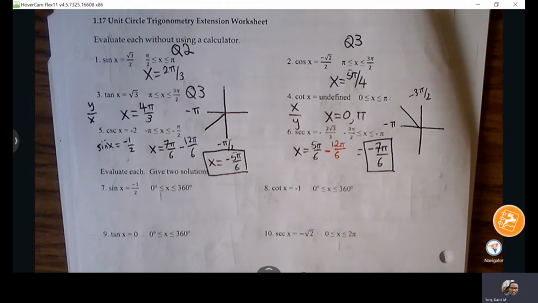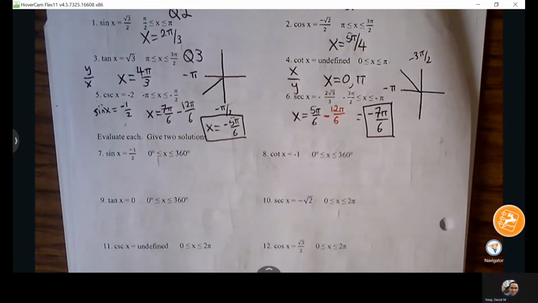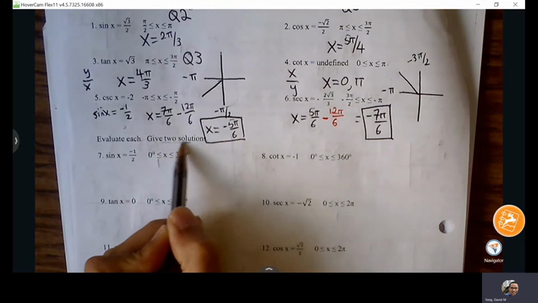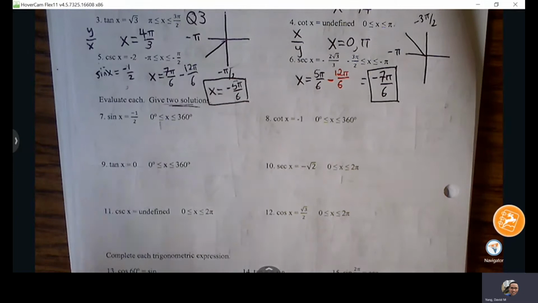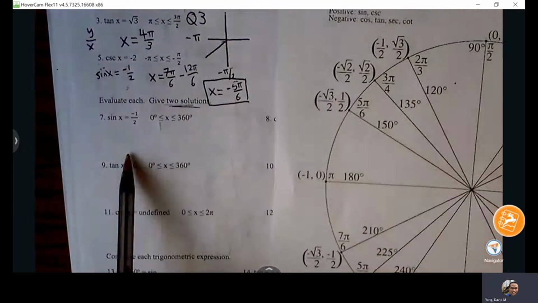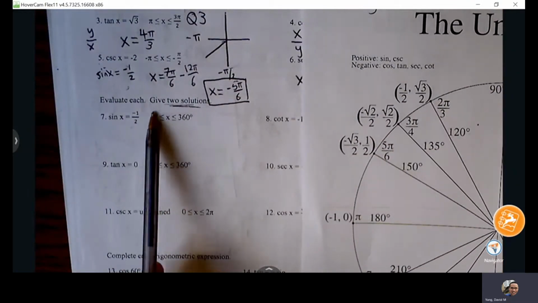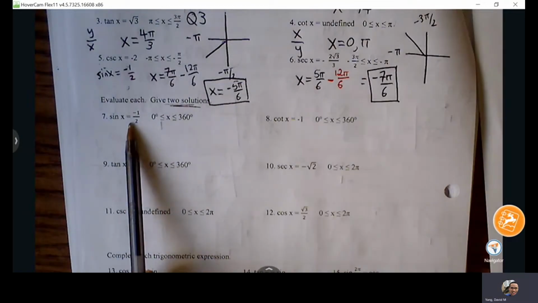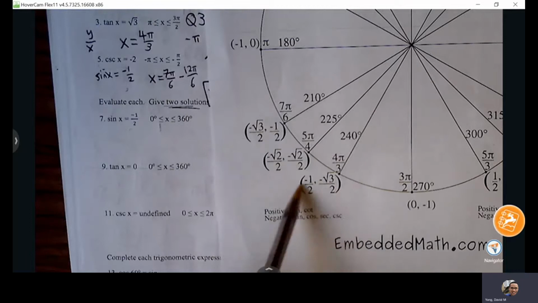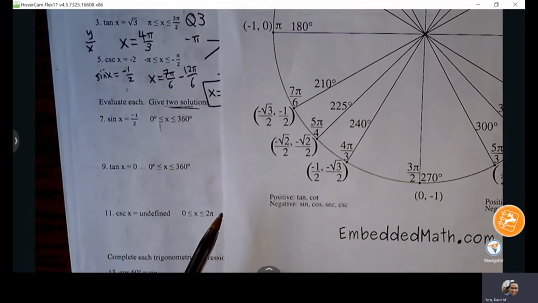Okay, 7 through 12, we're still going to rely on our unit circle to help us through. But it says give 2 solutions. So now we have 2 solutions based off of our ratio. Okay, so sine of x equals negative 1/2. You want to present your answer in terms of degrees. Where is sine going to be negative? Which quadrants? Third and fourth, right? So we know we're looking for third and fourth quadrant. All right. So where is sine equal to negative 1/2?